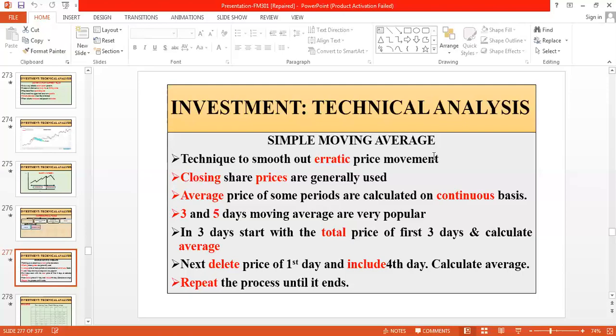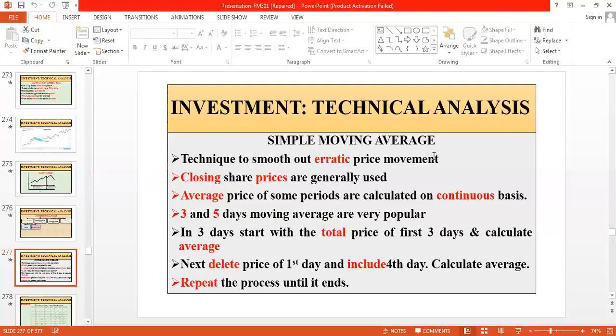The second point is that closing share prices are generally used. We know four types of prices are there in daily movements: high, low, opening, and closing. In calculating moving average, we normally take the closing price. The third point is that the average price of some periods is calculated on a continuous basis. Then 3 and 5 days moving averages are very popular and most commonly used. Either you take 3 days moving average or you take 5 days moving average.